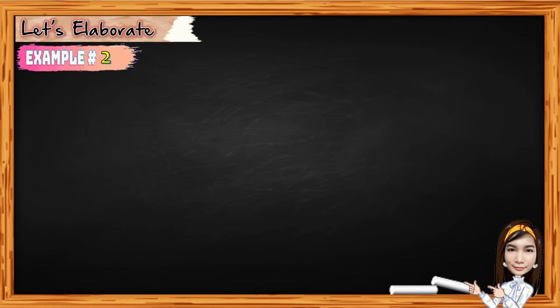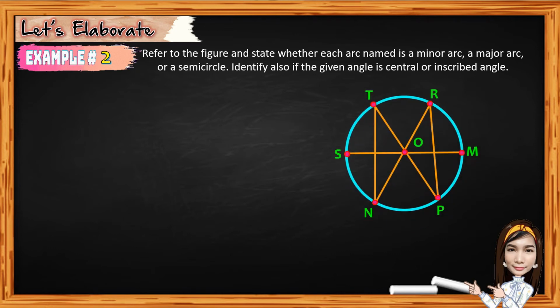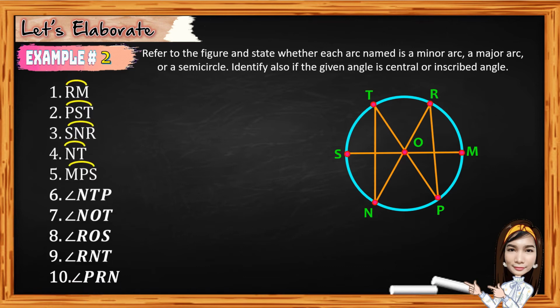Now, for further understanding, let's have example number 2. Refer to the figure and state whether each arc named is a minor arc, a major arc, or a semicircle. Identify also if the given angle is central or inscribed angle. Now for number 1, arc RM is minor arc. For number 2, arc PST is a semicircle. For number 3, arc SNR is a major arc. For number 4, arc NT is a minor arc. For number 5, arc MPS is a semicircle.